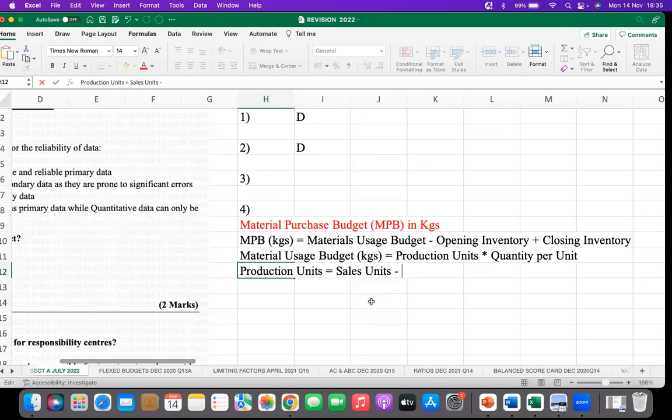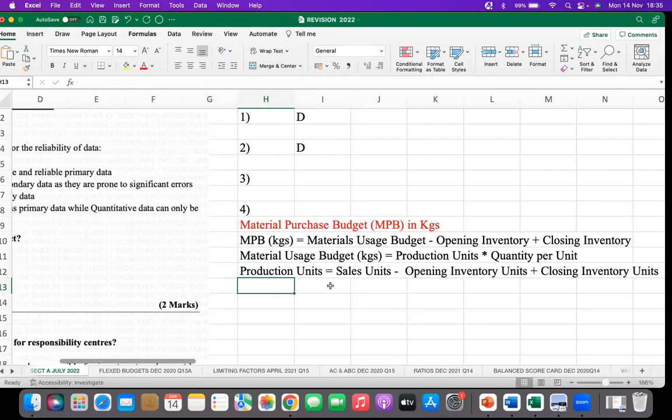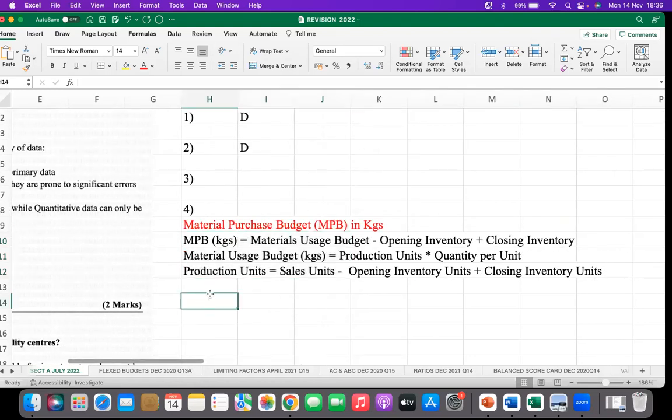So production units is sales units minus opening inventory units plus closing inventory units. That is production budget or production units. So all these formulas, you are to apply them in that question. Remember, you don't need to write for the examiner these formulas because it is section A. The examiner is only interested in the answer. I only did that because I'm explaining, I'm revising.